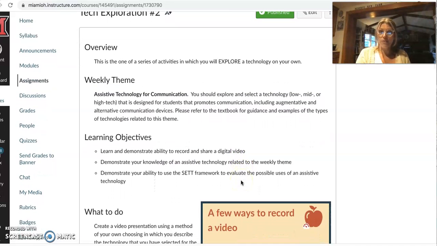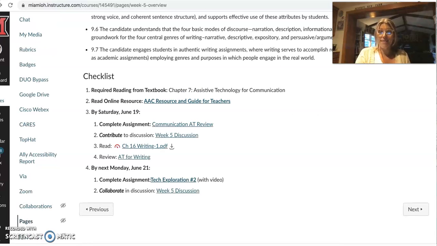So the theme for this week is, of course, AT for communication. And if you can find a type of AT for students with communication disorders that also supports writing, that would even further your understanding around the weekly theme.